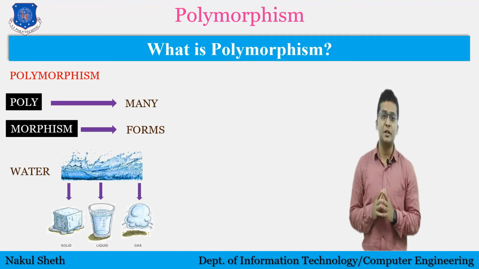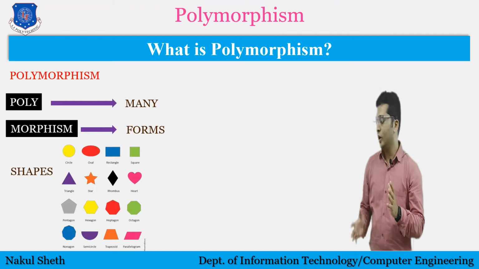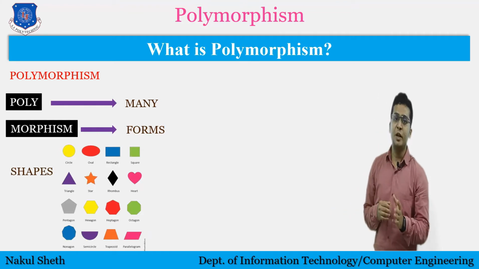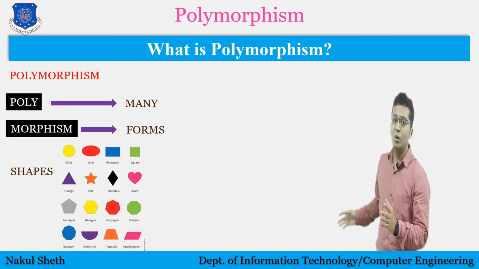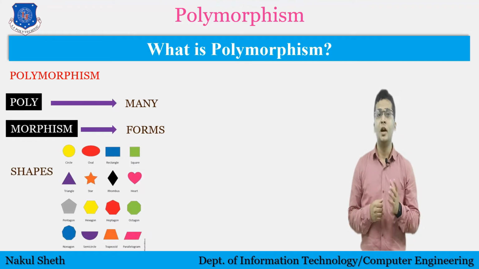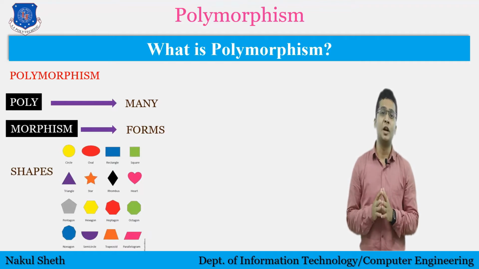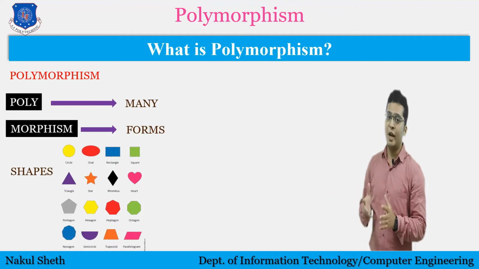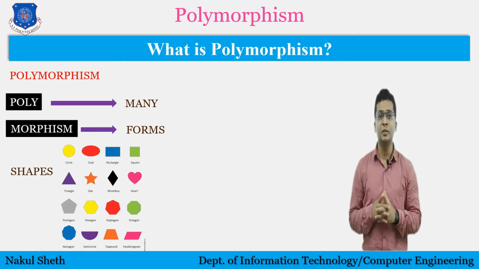Second example we can say is shape. As you can see in this image, shapes can be circle, triangle, oval, rectangle, square and so on. So the circle, triangle, square are the shape, but their forms are different. So shapes can be an example of polymorphism.